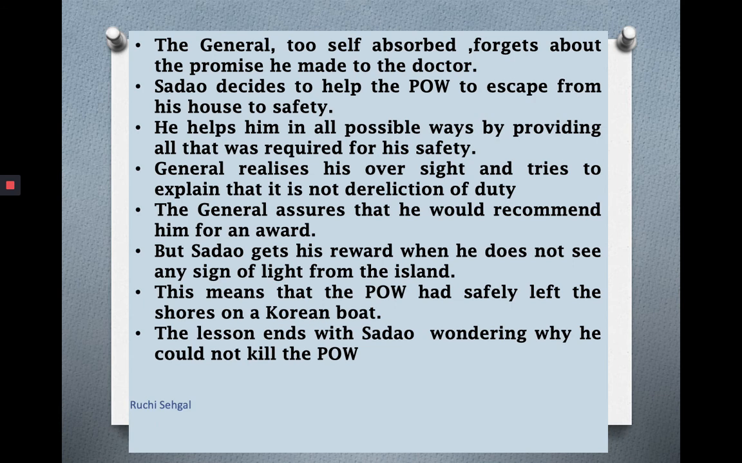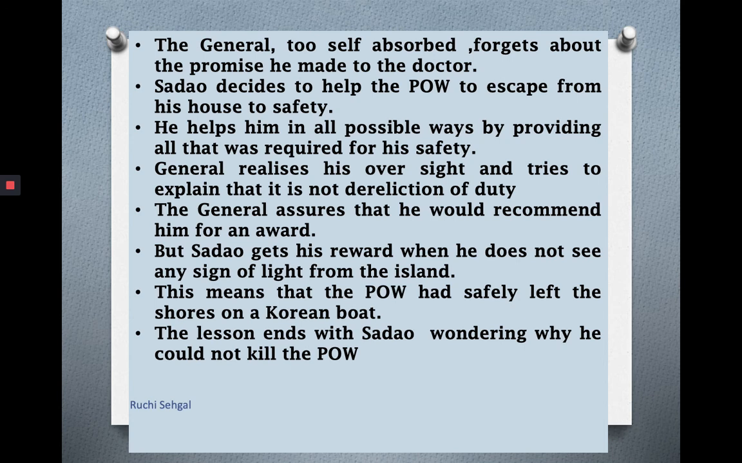But the line after that is most beautiful, on page 46, somewhere in the middle. It says, "But Sadao, searching the spot of black in the twilighted sea that night, had his reward. There was no prick of light in the dusk. No one was on the island. His prisoner was gone, safe, doubtless, for he had warned him to wait only for a Korean fishing boat." So Sadao had got his reward. This means that the prisoner of war had safely left the shores on a Korean boat.